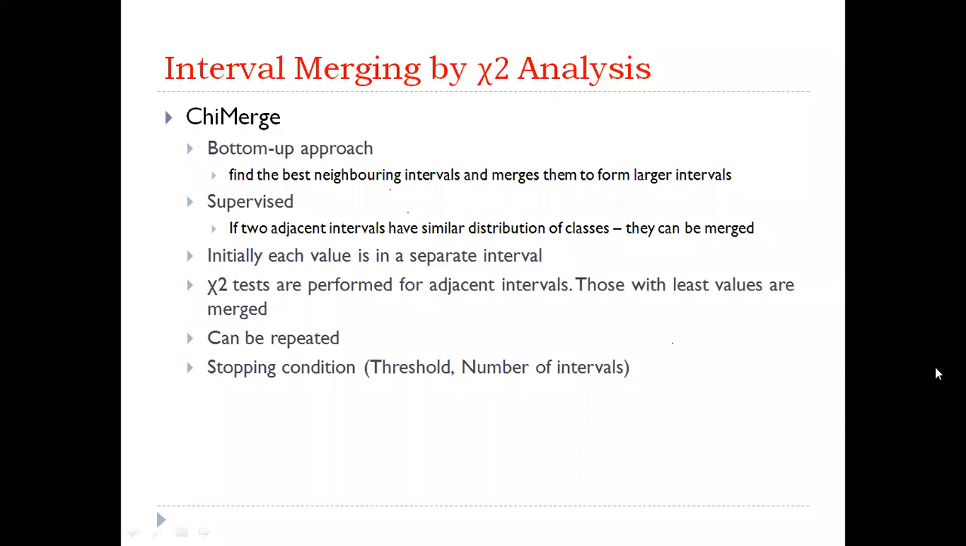Okay, this can be repeated, based on the threshold or the number of intervals. That should be your stopping condition. Now you can't go on merging all the values, isn't it? You have to stop somewhere. So that stopping condition should be provided to us. You have to take a call where you decide on the stopping condition, right?